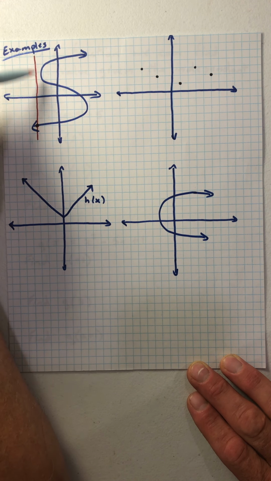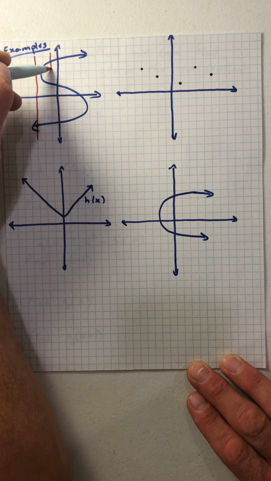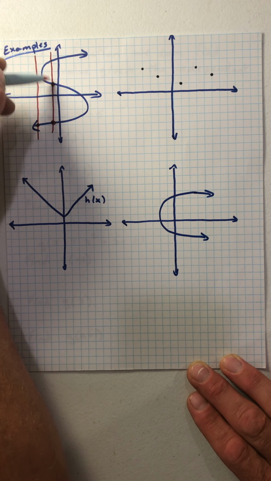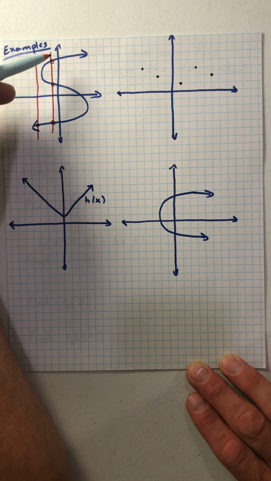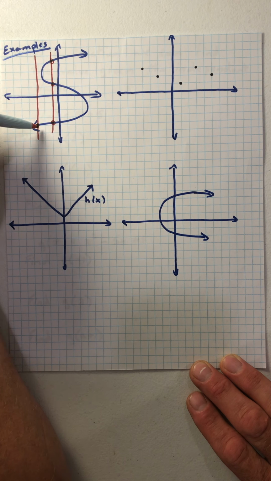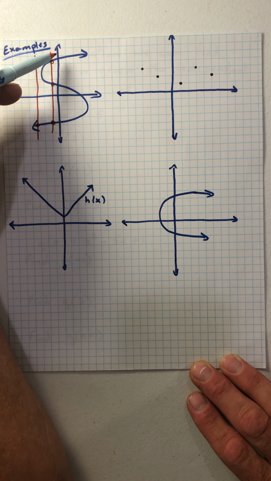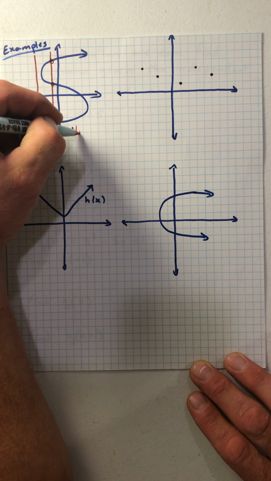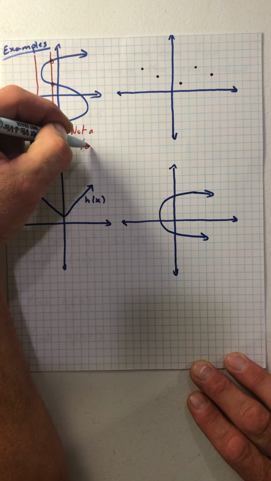But as I work my way to the right, notice here, if I drew a vertical line over here, now I can intersect it at 3 points. And that makes this not a function. So it doesn't matter if some places it passes. If it fails just at one place, it's not going to be a function. So we say that this is not a function.